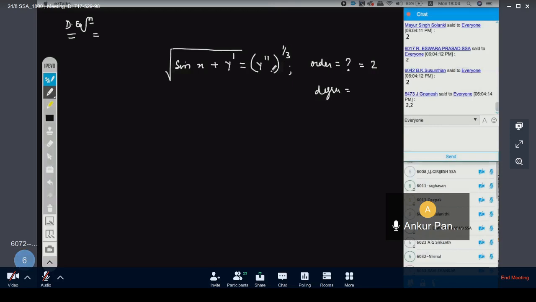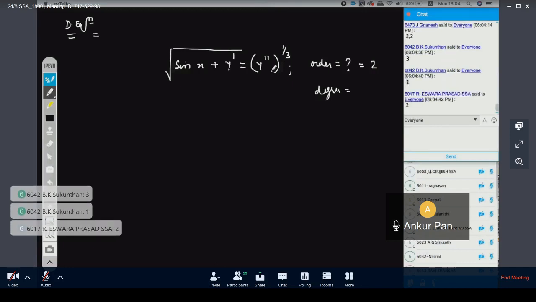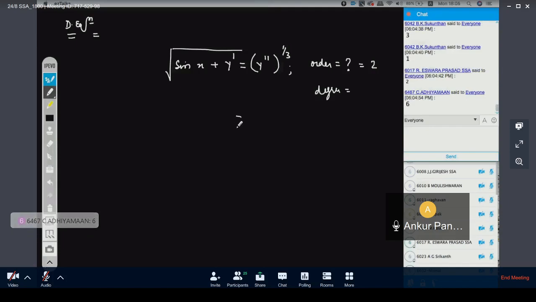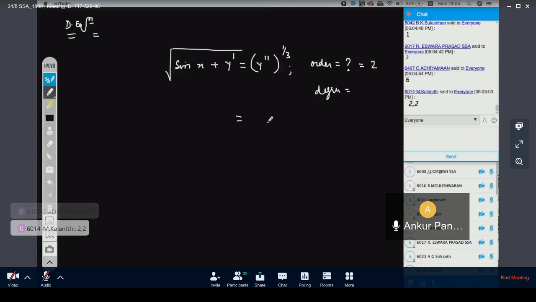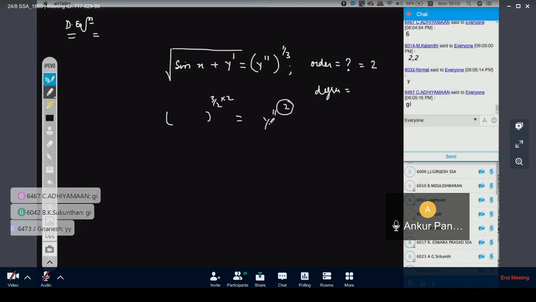Now, degree. 2 is correct. What you will do is, you will first cube. By that you will get y double dash cubed, 3 and 3 get cancelled, but here you will get the power 3 by 2. In order to neutralize this power, you will again square. The answer will be degree 2. Got it?